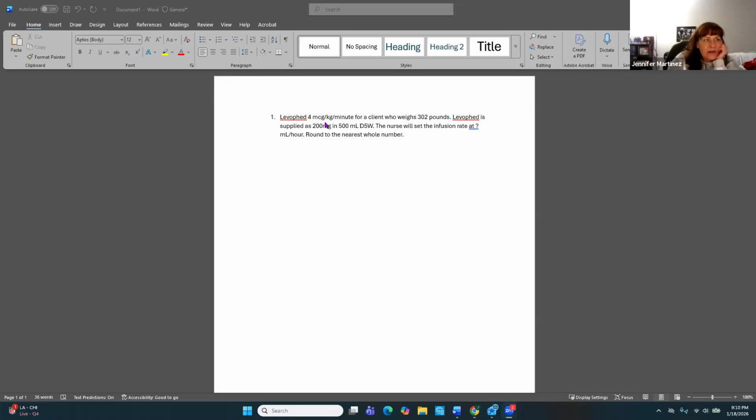All right, so I'm going to share my screen. I just put it in another Word document. All right, so this is the question you're talking about: Levophed 4 micrograms per kilogram per minute for a client who weighs 302 pounds. It's supplied as 200 milligrams in 500 mL D5W. You're going to set the infusion rate at how many mL per hour?